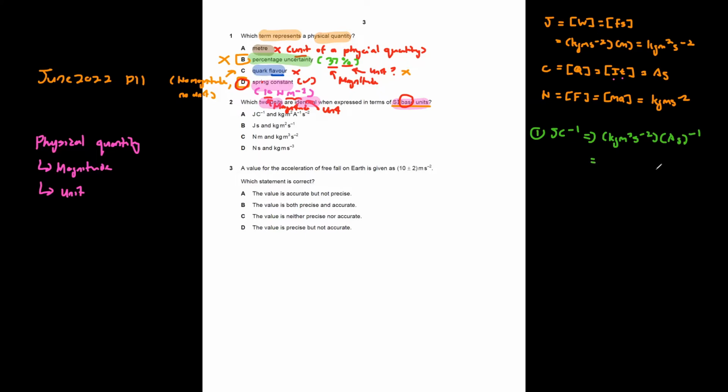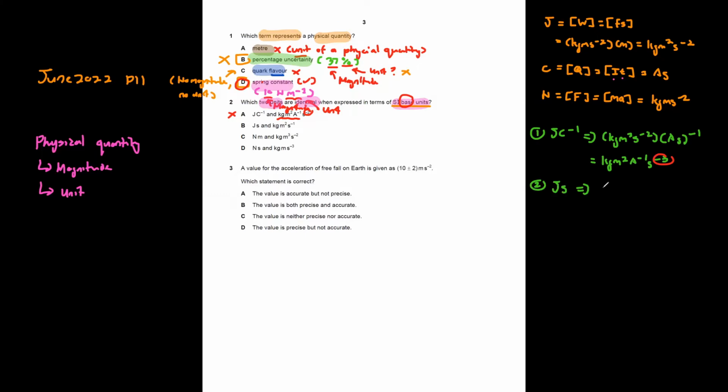So what you're going to get is kg meter square ampere minus 1 second negative 3. So you can see from there, it is actually not the same as the other units listed here. The one that's different is that there's a negative 2 here, but this one is negative 3. So A is out.